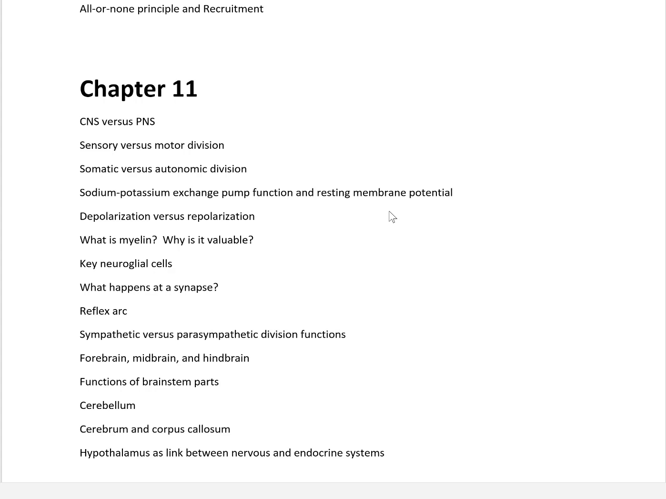What is myelin and why is it valuable? So myelin is the fatty insulation around many of your nerves, and what it does is it decreases the resistance in your nerves. So when you myelinate a nerve, it's going to send a signal much faster.